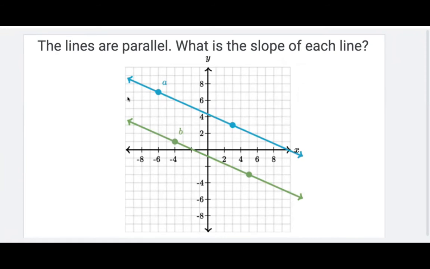We're given here an image of a coordinate plane with two lines plotted on them. We have lines A and line B. We're given that the lines are parallel, and they're asking us what are the slopes of each line. Now, the purpose of today's lesson is to introduce you to the relationship between the slope of parallel and perpendicular lines. Let's go ahead and first find the slope of line A.